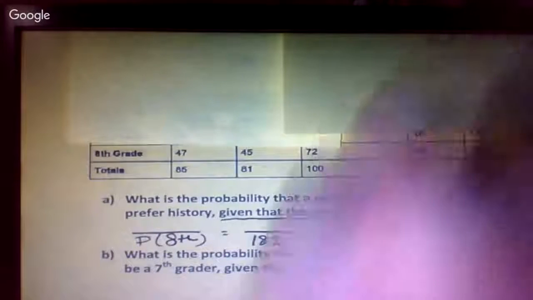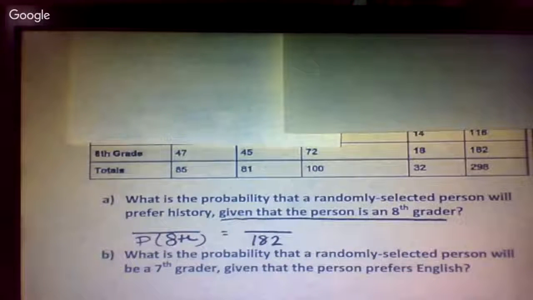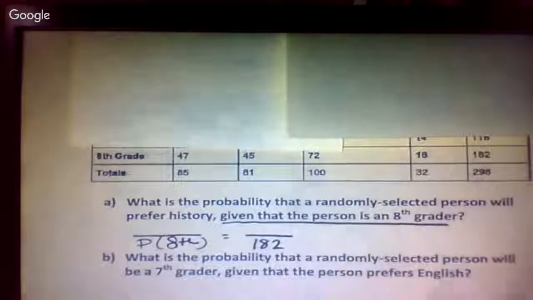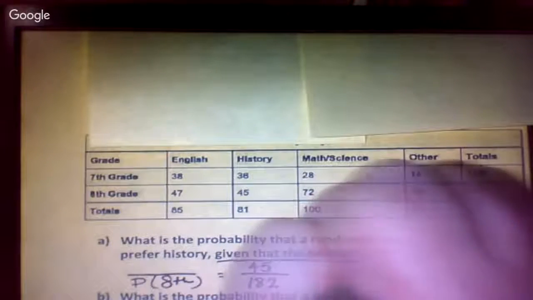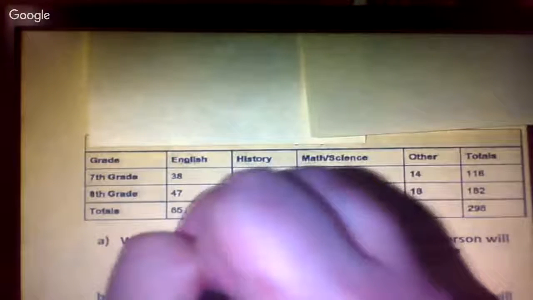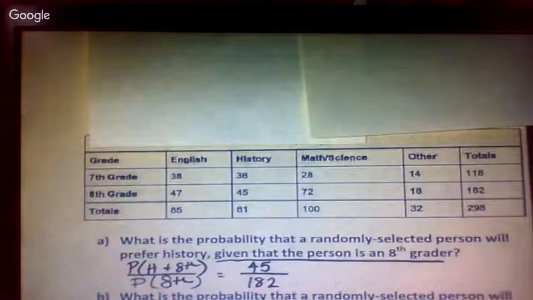What's the second condition that we're looking at? We know they're in 8th grade now. So, of these 8th graders, how many prefer history? 45. That's what goes on top. The probability that they like history and they're in 8th grade goes on the top.